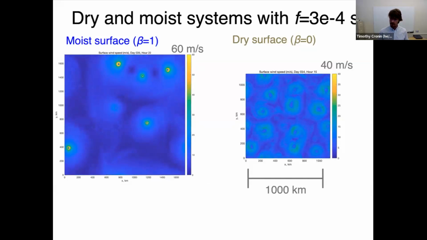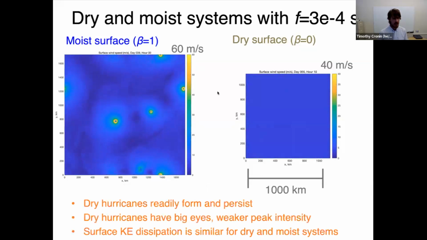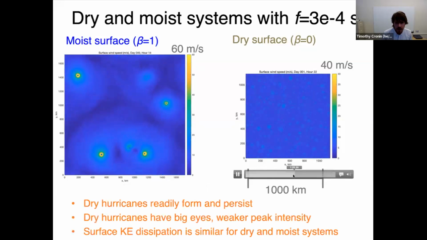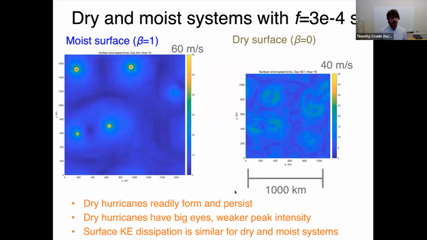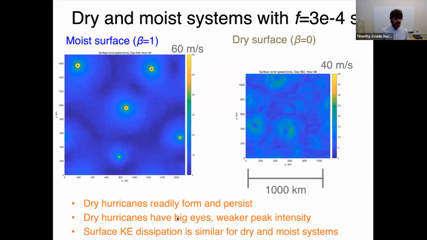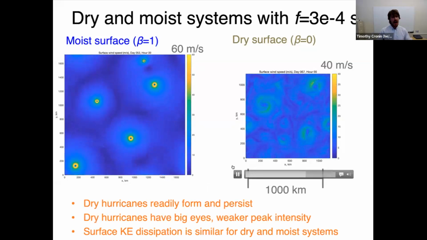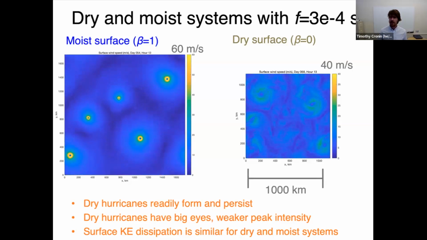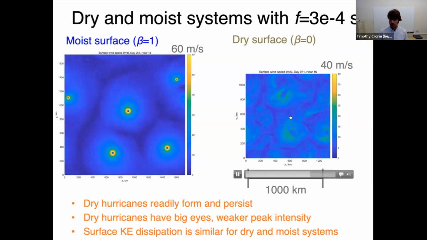And so the take-home points from looking at this movie, and you can watch it evolve for longer, are that, skipped back the dry one to the beginning. Dry hurricanes readily form and persist in rotating dry radiative convective equilibrium. They tend to have bigger eyes and weaker peak intensities. But very interestingly, even though these systems have very different distributions of surface wind speeds, the average kinetic energy dissipation at the surface, or the domain integral of CdV cubed, is pretty similar for the two cases.